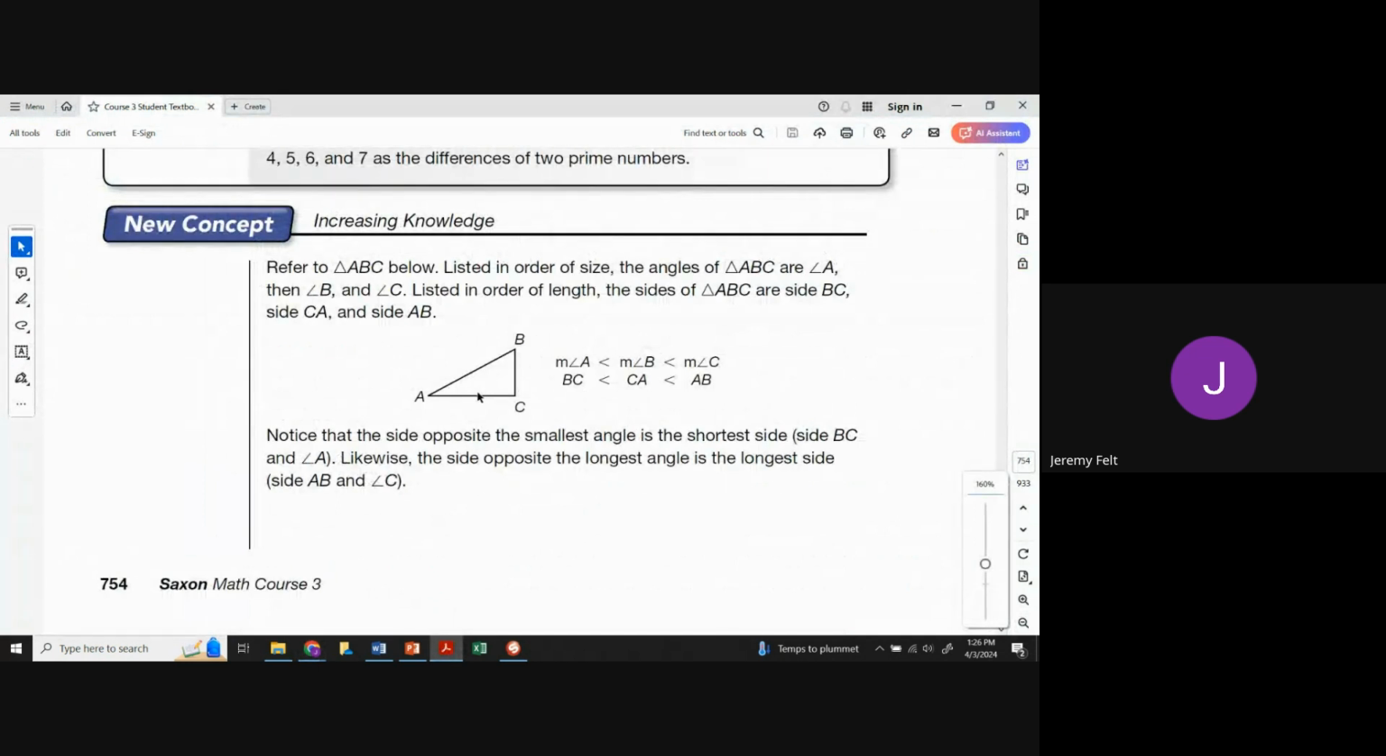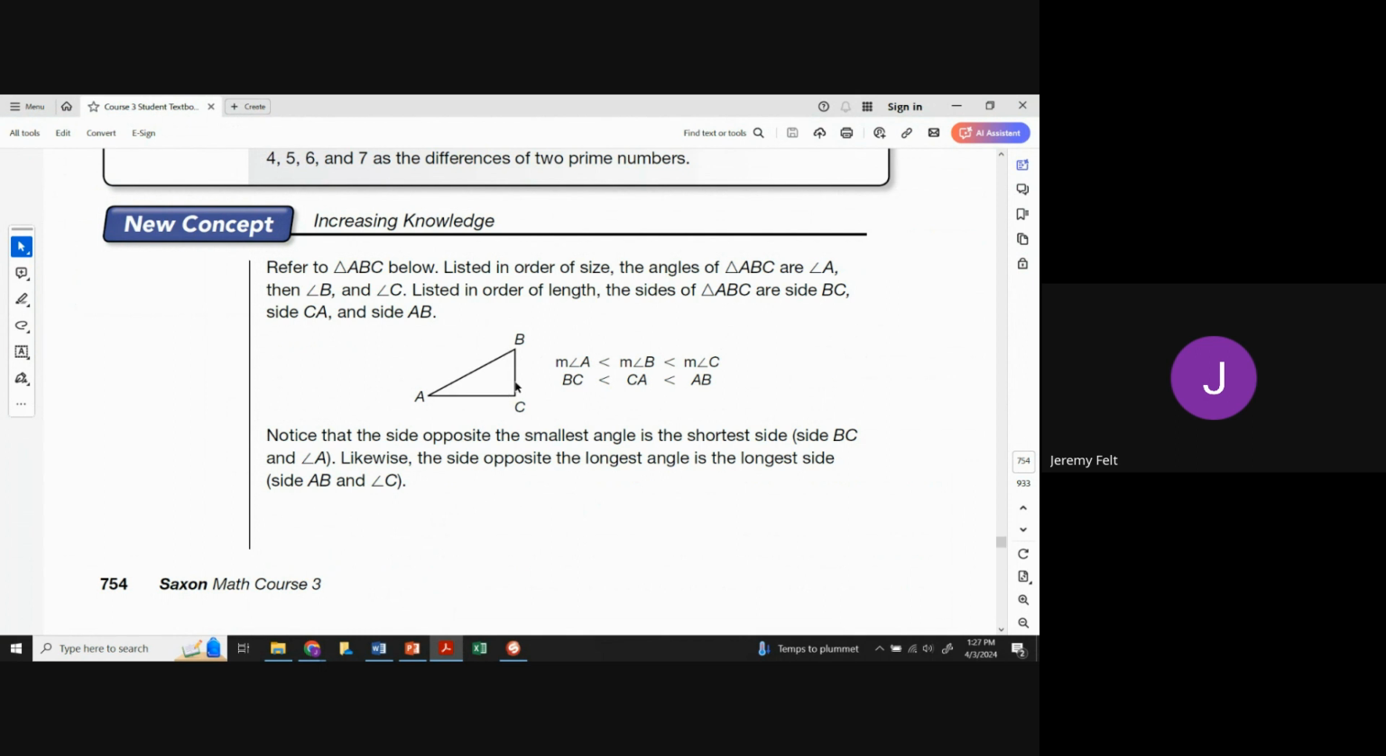So if we look at this, we may not know the angle measurements, but angle A and side BC correspond. C looks like a right angle. We don't know for sure, it's not indicated, but AB is probably our longest side. It's opposite the biggest angle. And then B is not the smallest or the largest, so it's our in-between angle, second largest, second smallest. So the side AC, the side opposite of it, would be the second longest or the second shortest.